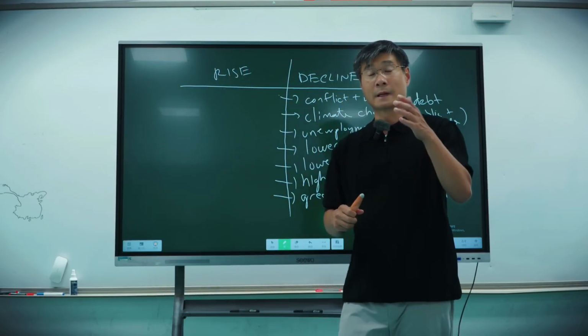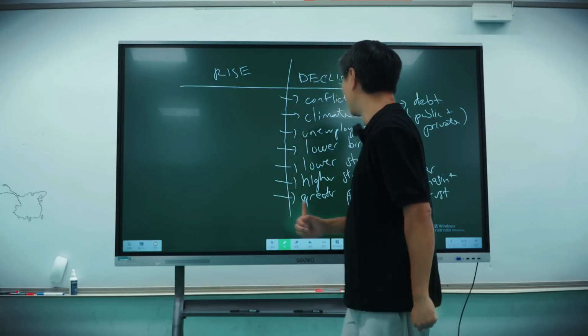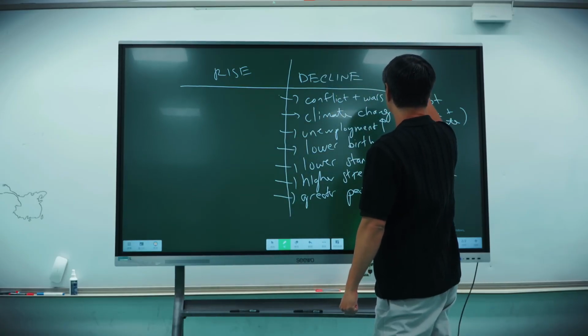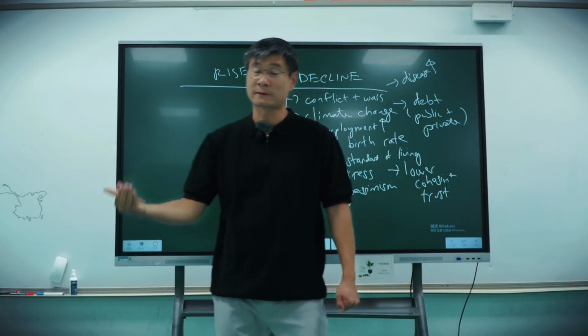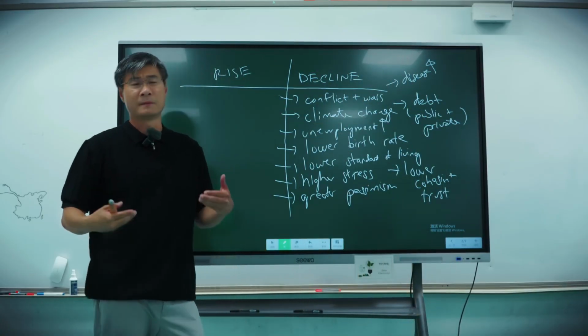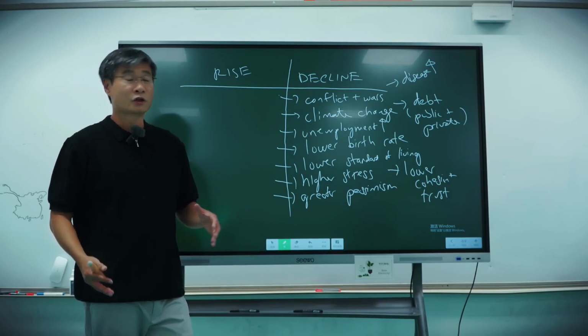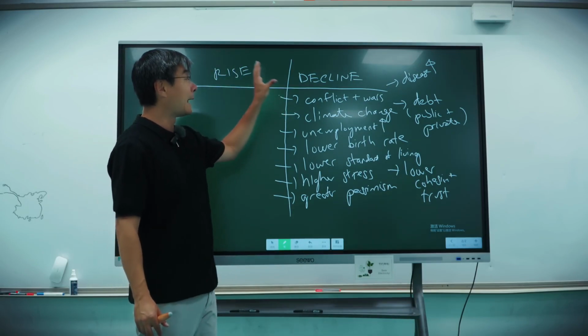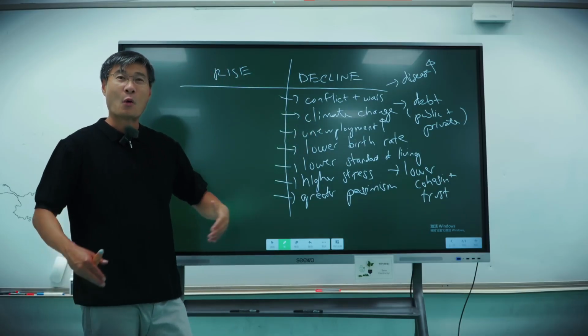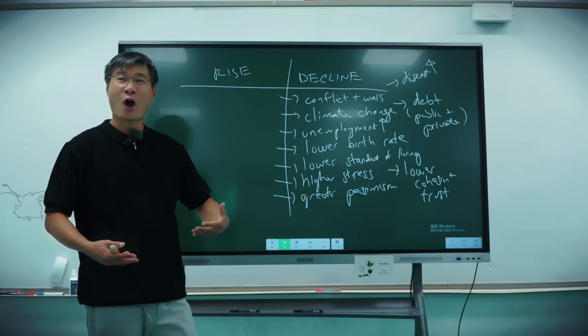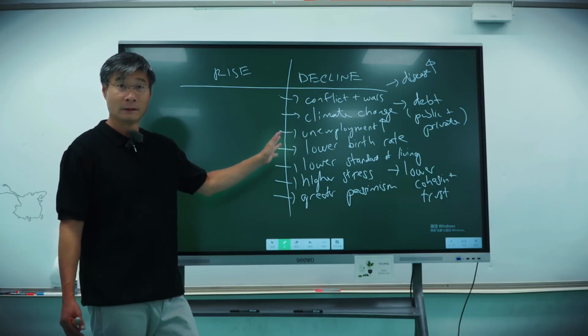Disease. Greater disease, an increase in disease. People are less healthy than before. People are more stressed than before. People are less optimistic. So we can go on and on, because the signs of rapid social decline are too many.